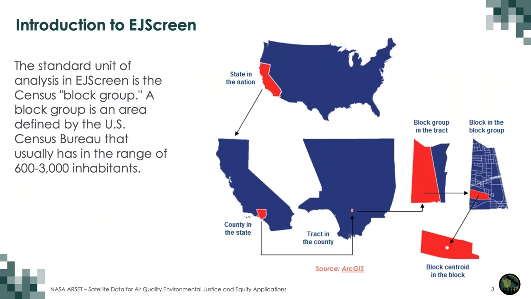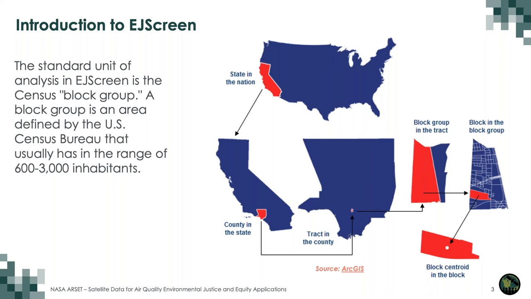The unit of analysis for EJScreen is the census block group. You might remember hearing about census block groups and census tracts earlier in this training. Block groups are the next smallest unit of analysis considered by the U.S. Census Bureau. Census block groups, as you can see from the image on the screen, are subdivisions of census tracts and generally have between about 250 and 550 housing units.